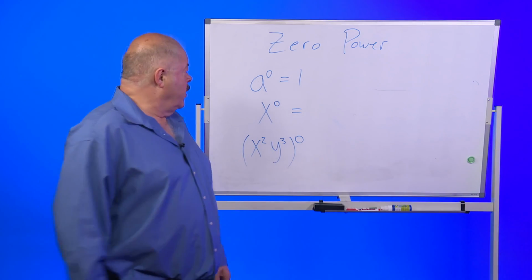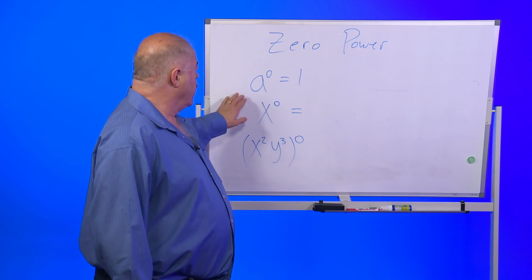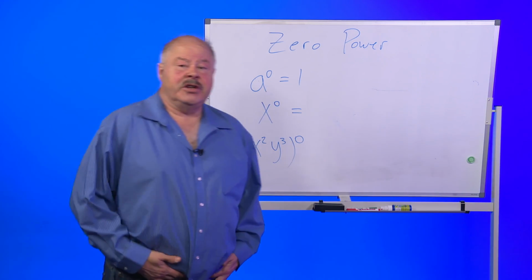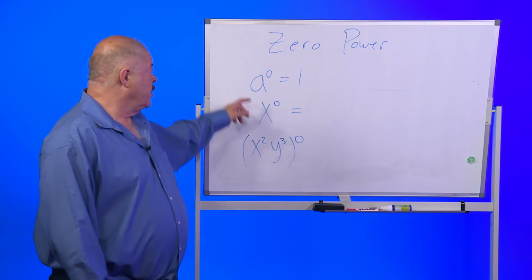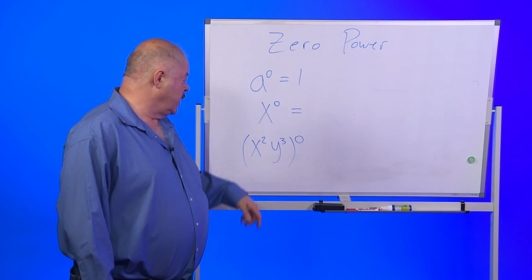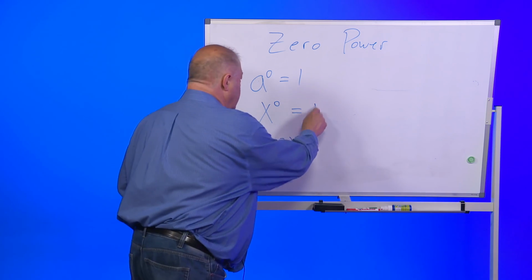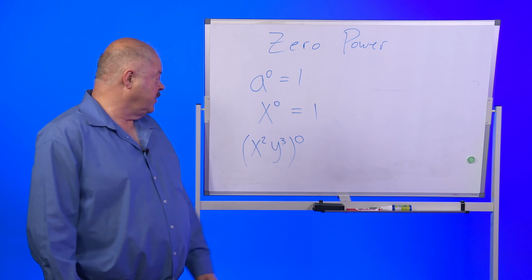All right, we're working our way through things. Now let's talk about 0 power. A base to the 0 power, by definition, is 1. So x to the 0 is 1. So this is a real easy, fast way to get some points on the test.